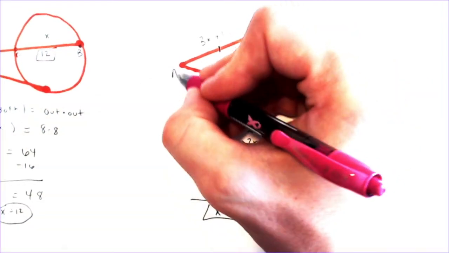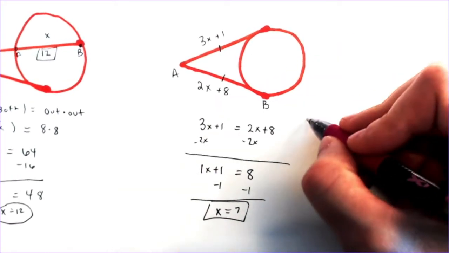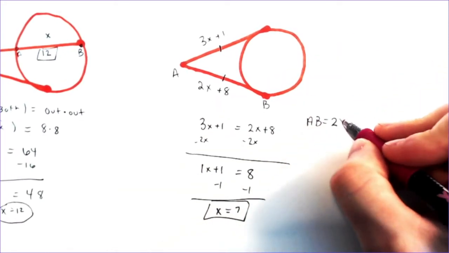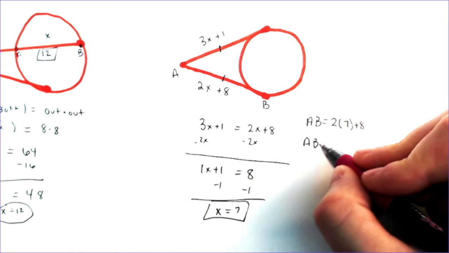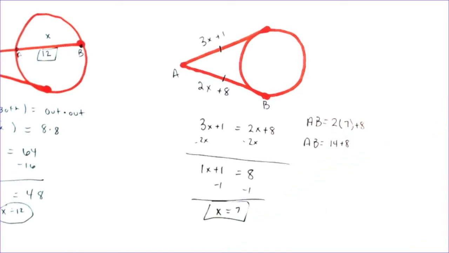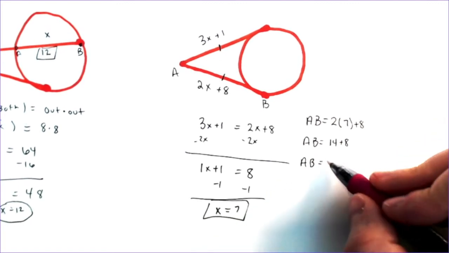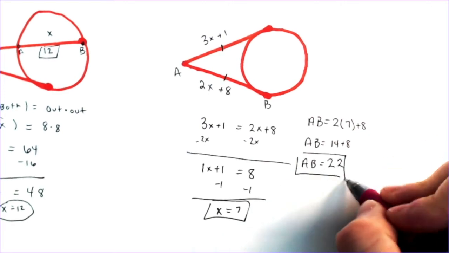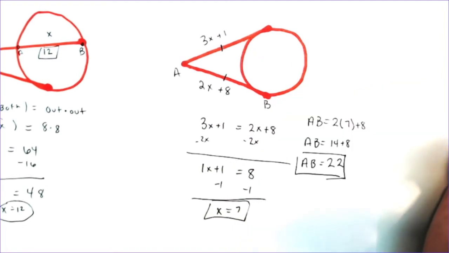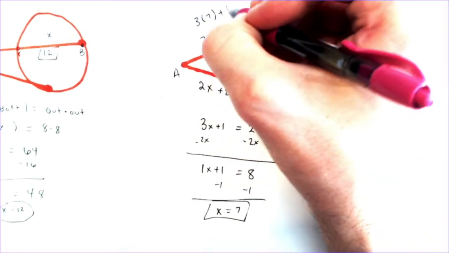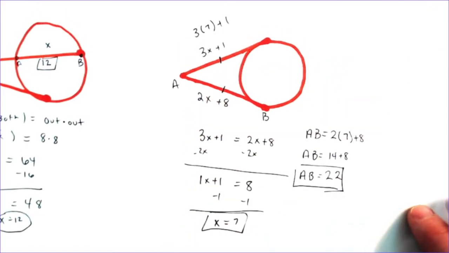Let's say I actually wanted to find out this tangent from A to B. All we'd have to do is just plug in the 7. So we could do AB is equal to whatever 2 times 7 plus 8 is. Well, that means AB would equal 14 plus 8, 2 times 7. And that means AB would equal 22. Which would also mean that the tangent up here would also have to equal 22. And you can check that as well. 3 times 7 plus 1, well 3 times 7, 21, plus 1 is also 22.